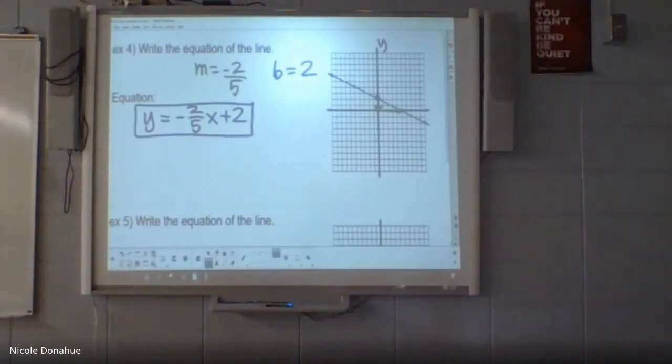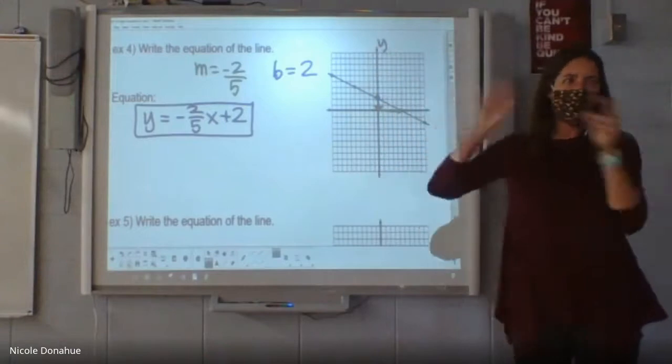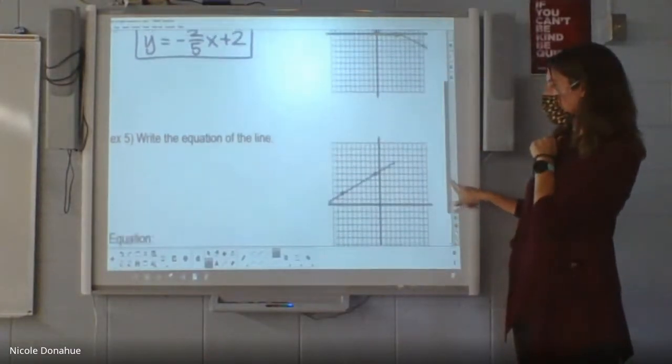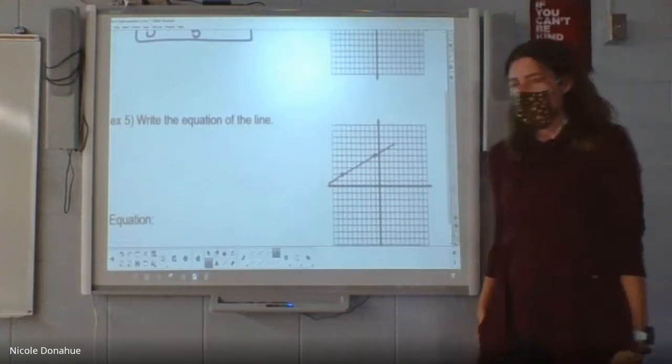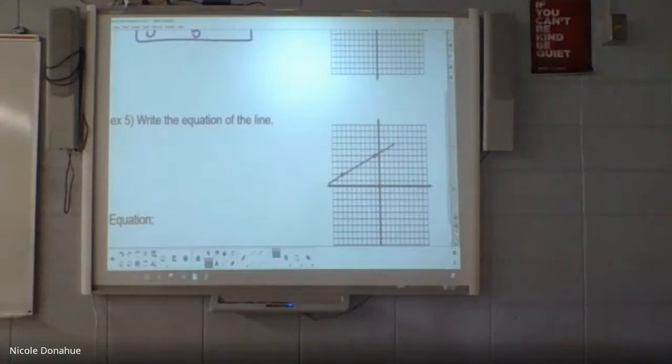Then that leads us into our next problem. Not as great, but not terrible. Everyone okay with what we got? We just pulled those things right off our graph. So, example 5. Last example here today.